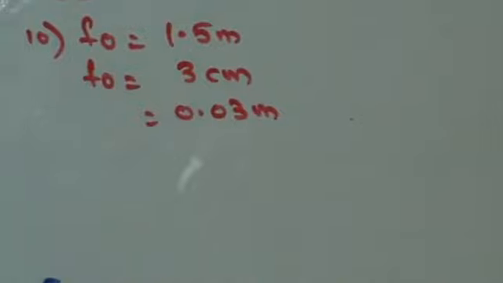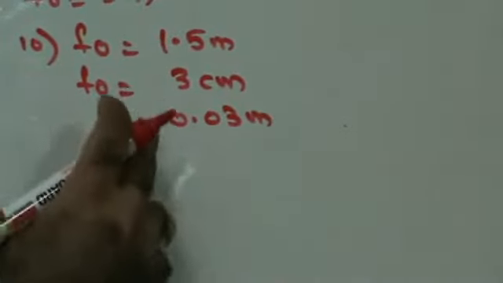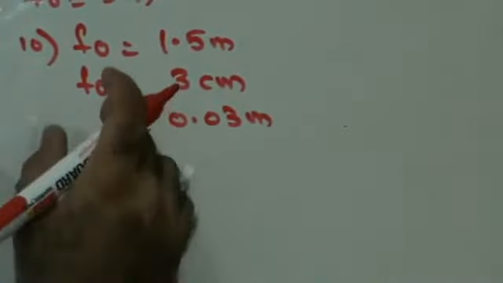A Galilean telescope has an objective and the eyepiece. The second one is the eyepiece, okay, right? Magnifying power is f0 upon fe. f0 is 1.5 upon fe, 0.03. So this is going to be 50. It is going to produce a magnification which is 50 times.